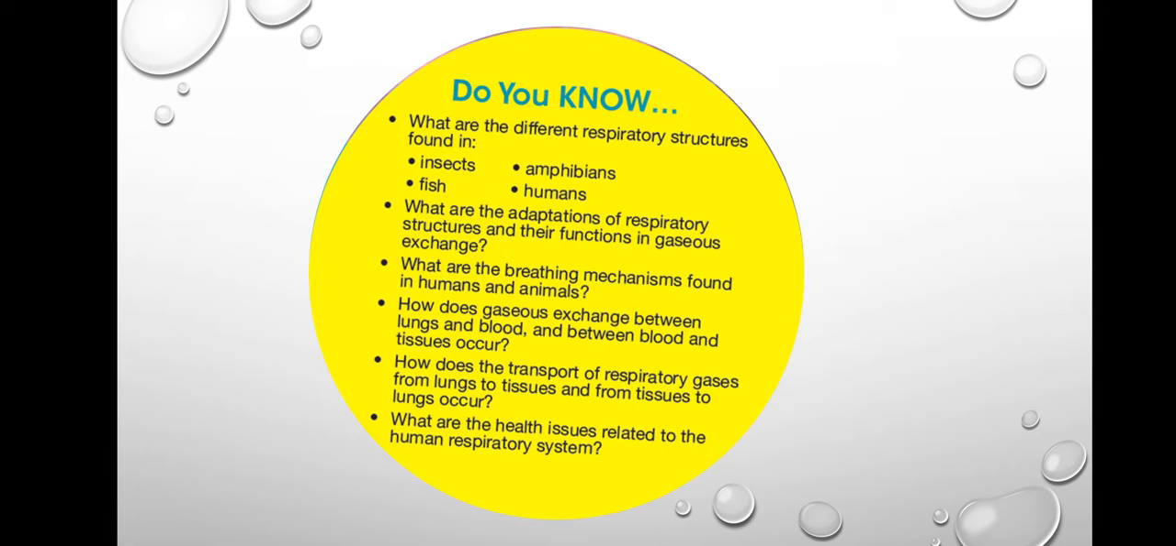So what do you need to know in this chapter? Firstly, we see an overall picture. What are the different respiratory structures found in group 1, 2, 3 and 4? There are 4 groups here. One of them is human, then insect, fish, amphibian. I hope you can bear this in your mind, because we will look at these 4 groups of animals. When we talk about animals, normally we will see these 4.